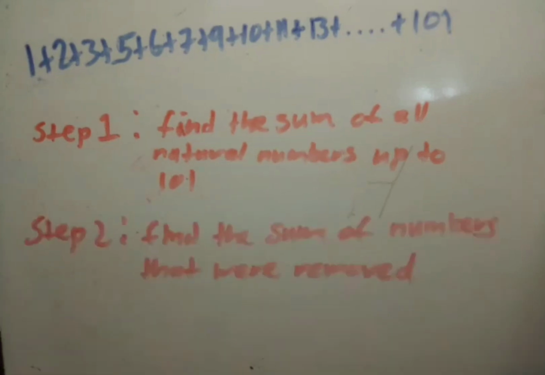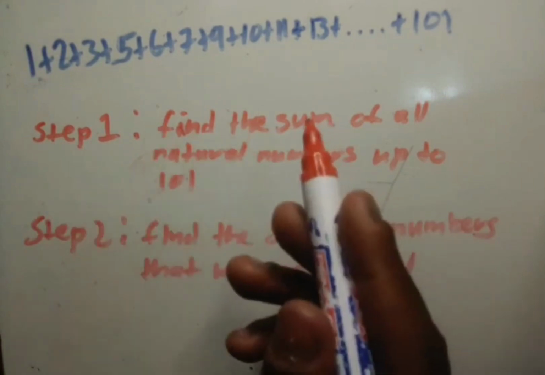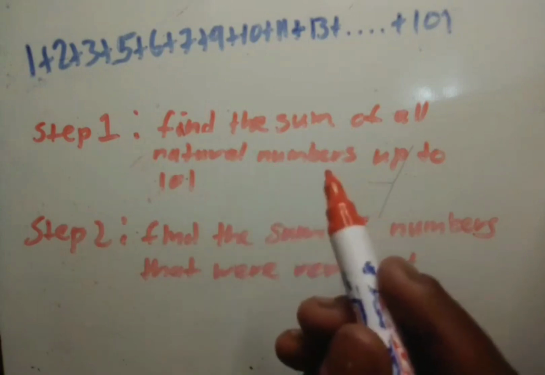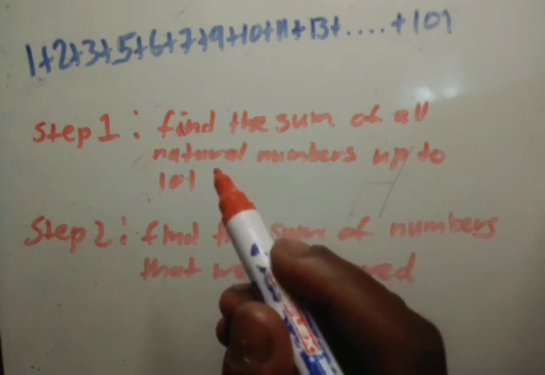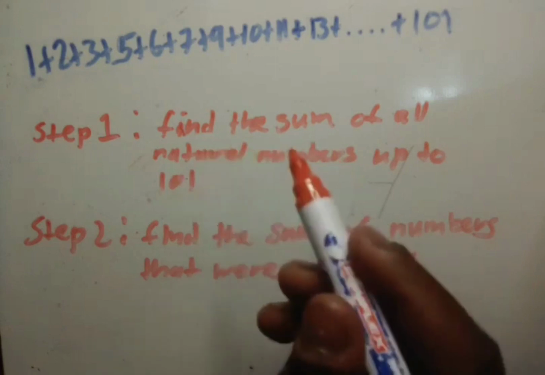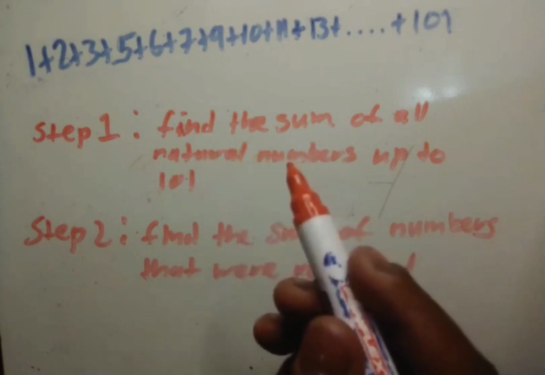Then step 2, you will find the sum of all the numbers that were removed, right? So the sum of all the multiples of 4 that were removed in this case, right? Here in this case, you find the sum of all natural numbers from 1 until 101. So it depends, right? So in some other cases, they can start from 7. So maybe from 7 until 500. So in step 1, you'll find the sum of natural numbers from 7 to 500, right?